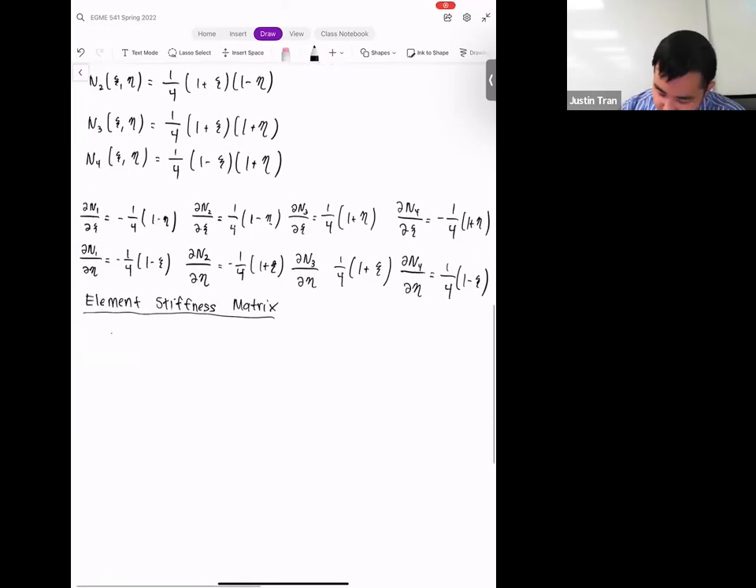Okay, element stiffness matrix. And so element stiffness matrix is a double integral of the gradient of W times K times the gradient of T dA. Okay. And so this is just the general form from our weak form. Okay, so this is applied in the physical space, and so that means this integral is being applied to our arbitrary element.